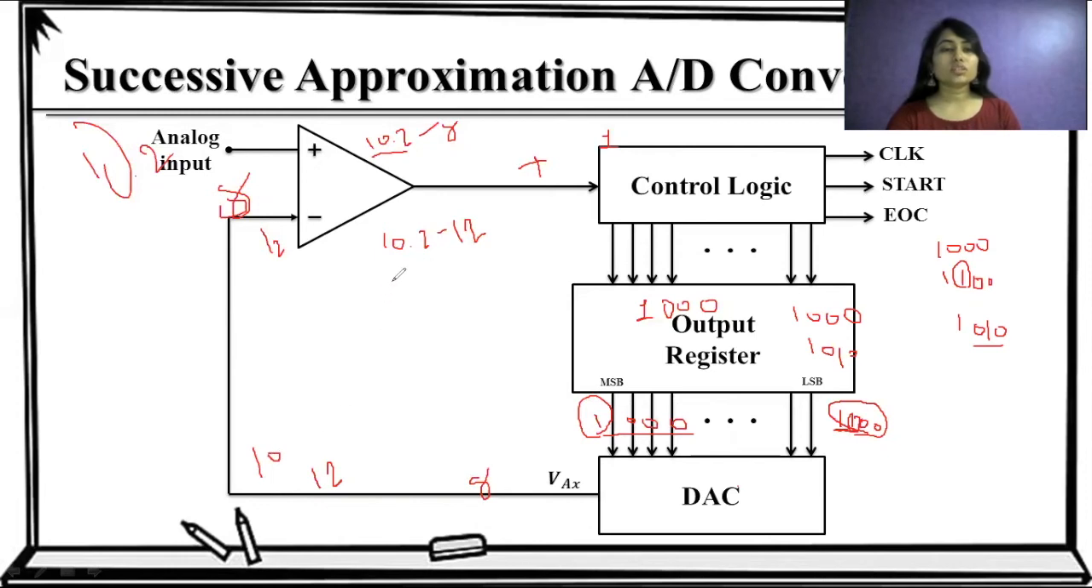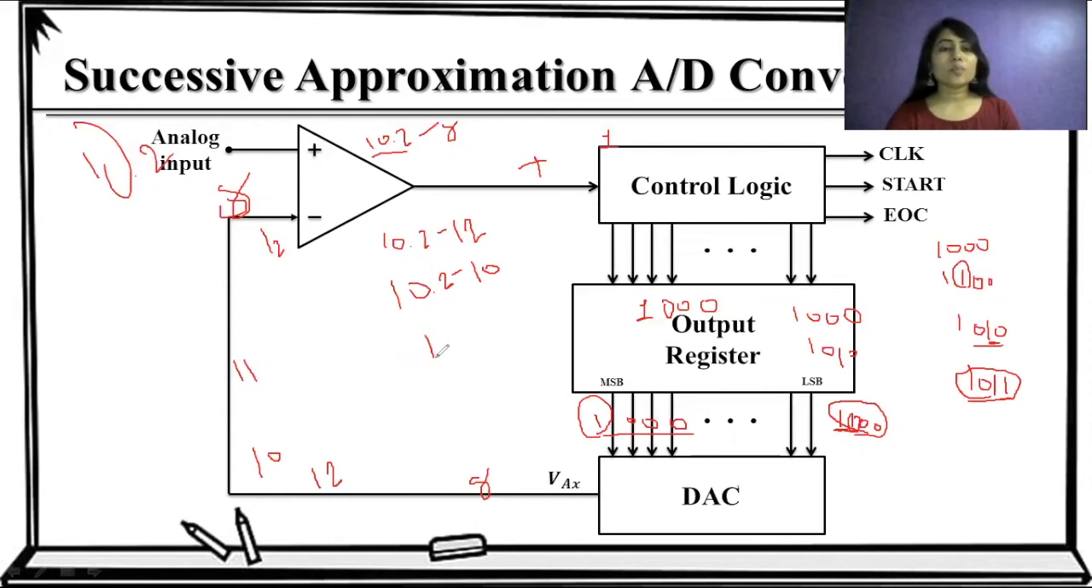So the comparator compares the values. 10.2 minus 10, so we have a positive difference. That means we have to retain this bit. So we have three fixed bits, 101. Now let's enable the fourth bit, so we make this bit 1. Now consider 1011. This is the binary representation of 11.